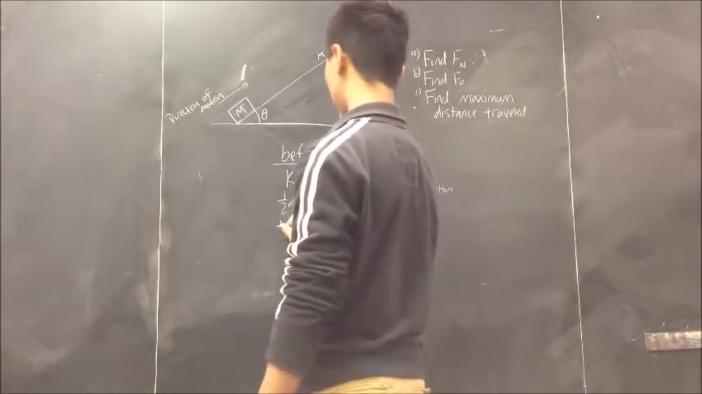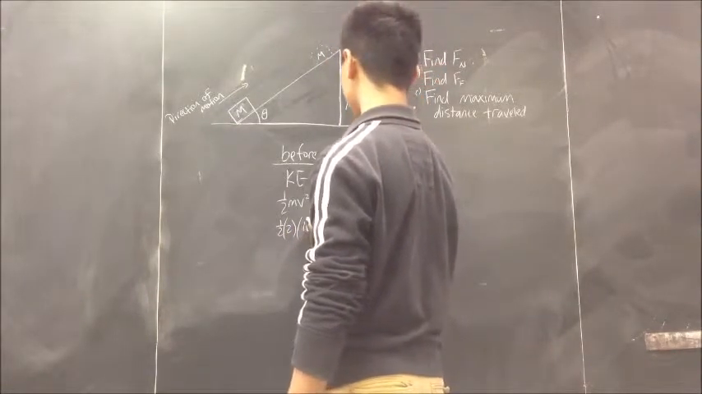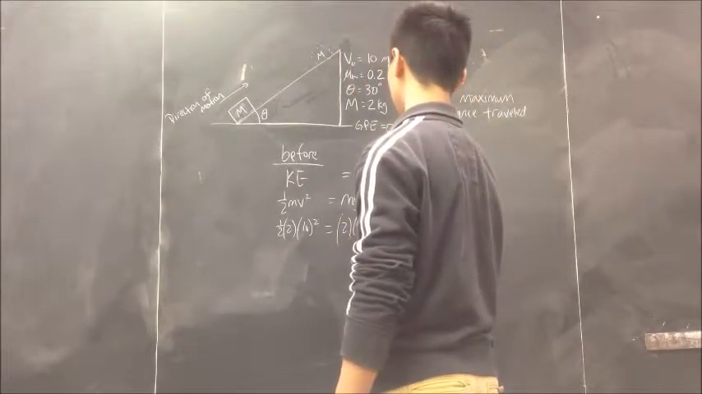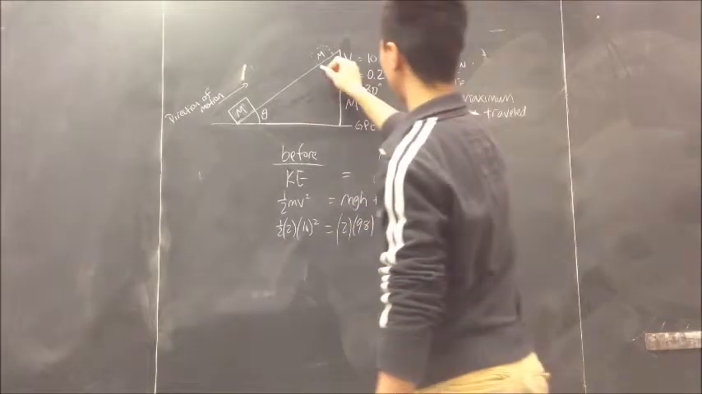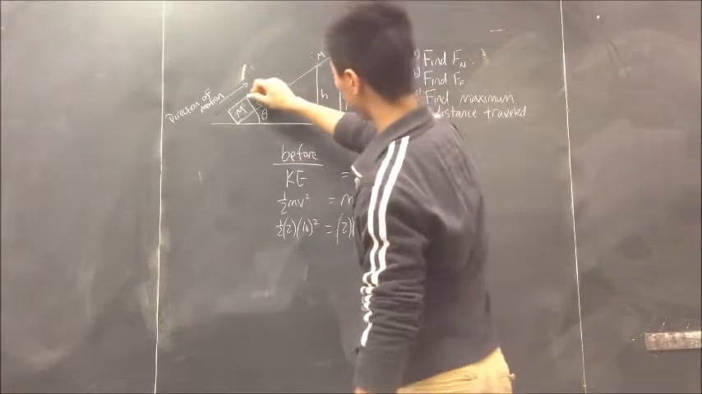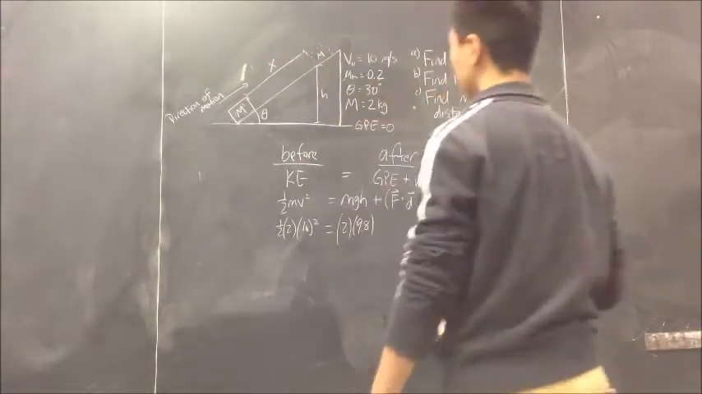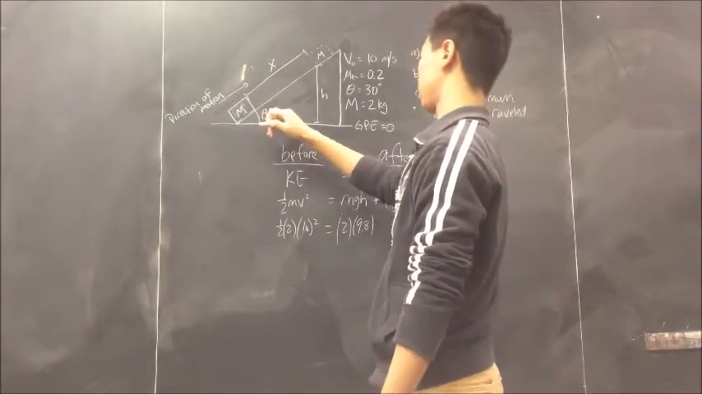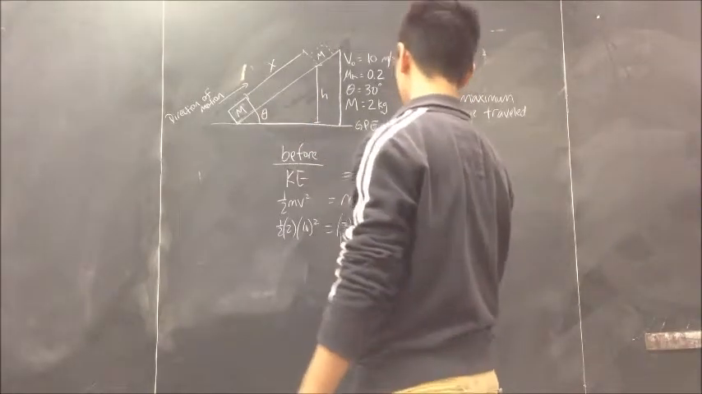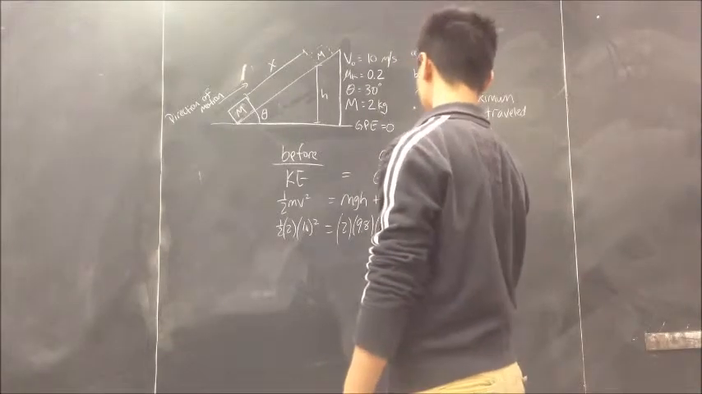So 1/2, the mass is 2 kilograms. The velocity is 10 meters per second. We know the mass is 2 again, 9.8. And the height, right here, this is the height. We'll call the distance it travels, that's what we're trying to find right now, we'll call that x. So, using some trigonometry, you find that h equals x times sine of theta. And theta is 30 degrees.